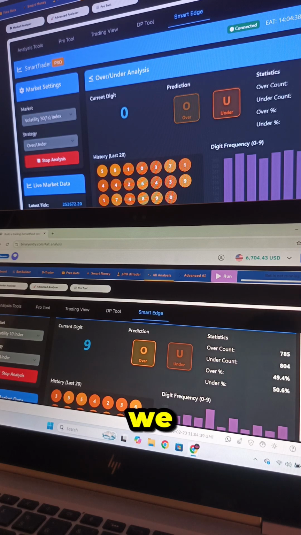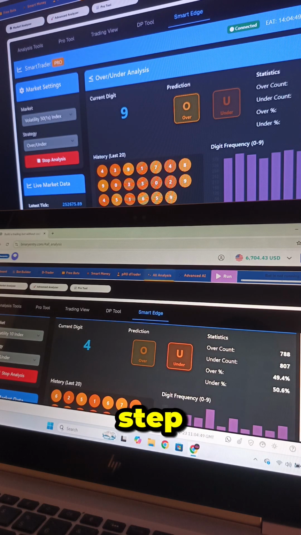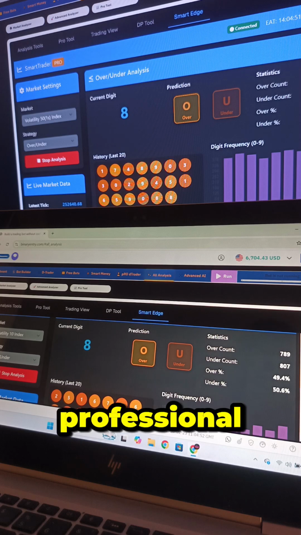We last talked about our third step, which was bot setup. Our fourth step is going to be the advanced professional filter. So step number 4, advanced professional filter.